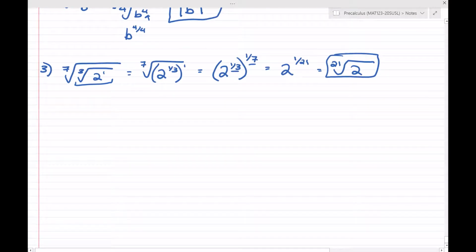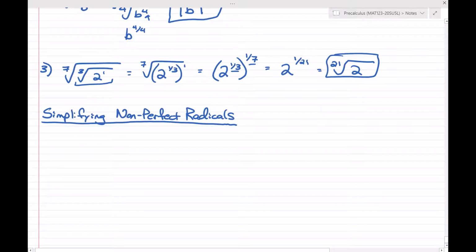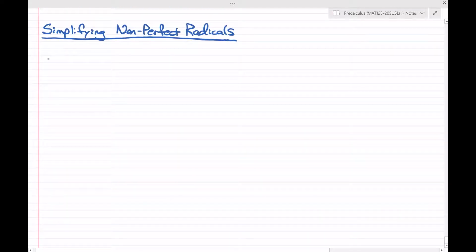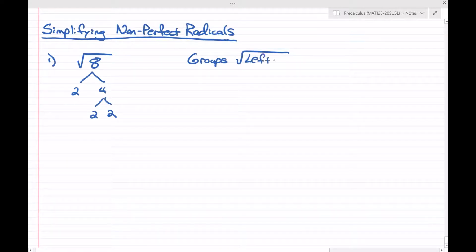Let's get a little bit more into how to simplify non-perfect radicals. And we talked a little bit about this before with our prime factorization tree. So the square root of 8. There's really 2 techniques that teachers teach. One technique is what I showed you before, where we just keep breaking 8 down to prime numbers, and then our answer we would write, our groups go on the outside, and whatever's left over goes on the inside of our radical.